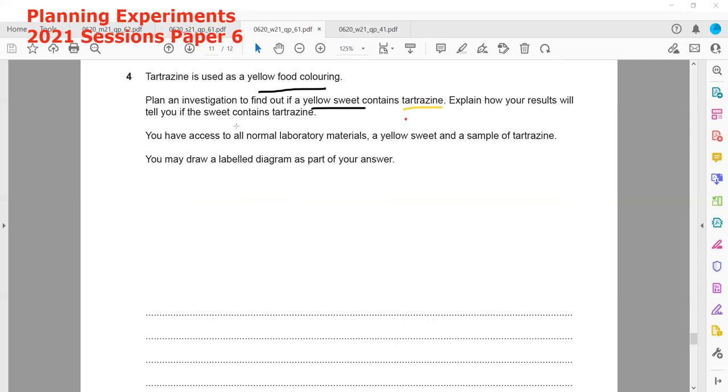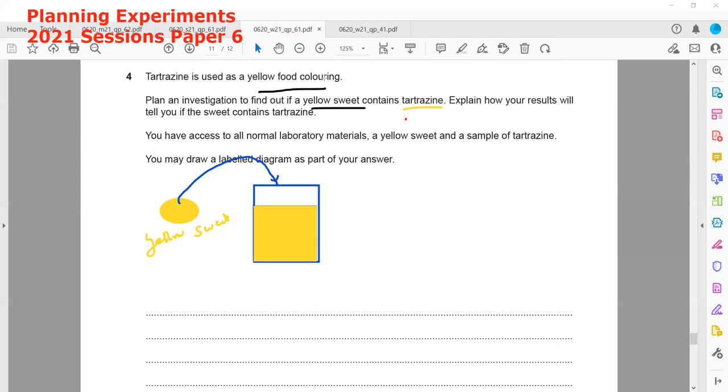So for example, we have a yellow sweet first. Then we will dissolve this yellow sweet to extract the color. As they did not mention whether it is soluble or insoluble in water, you can use water as a solvent. So we'll take a container, fill it with water and add the yellow sweet to this container, and the yellow sweet will dissolve in water.